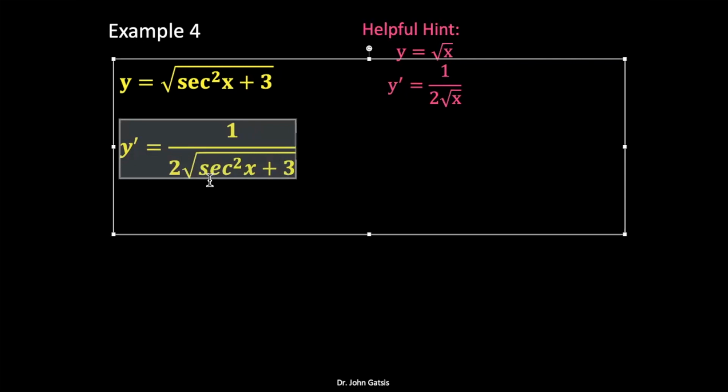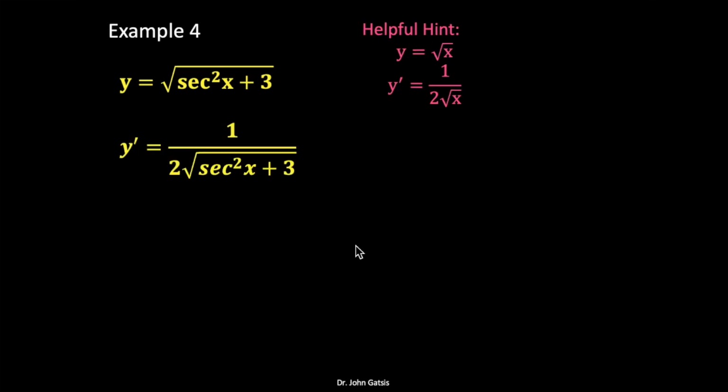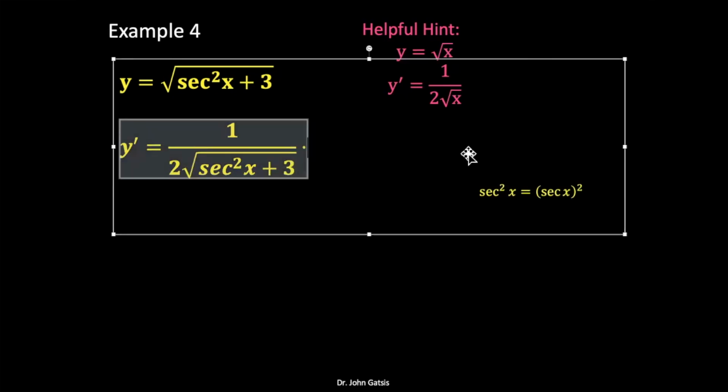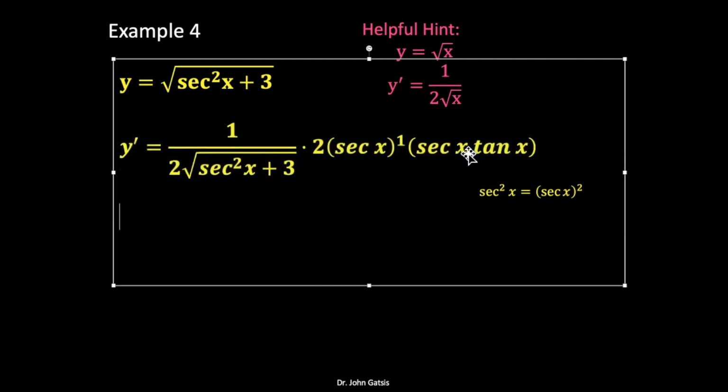Now we have to deal with the derivative of the stuff inside the radical. Recall that secant squared x can be written a couple different ways. We're going to use the latter here, secant x all squared, and apply the power rule to that. So in this case, we would have 2 by secant x to the 1 by the derivative of secant x, which is, of course, secant x tan x, as per the cover slides of this video.